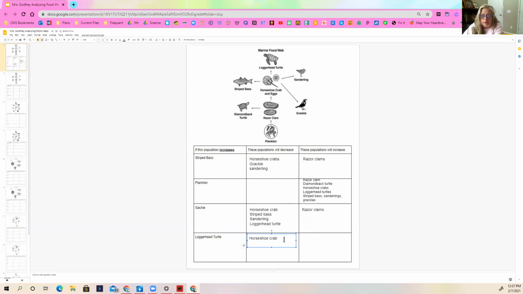So the loggerhead turtles increase, then that means a decrease in the horseshoe crabs, and the striped bass, and the sanderling, and the grackle birds. Now, what would increase? All of these guys decrease, so that means there would be more razor clams and also more diamondback turtles, because the diamondback turtles eat the razor clams. I probably should put diamondback, yeah. Razor clams and diamondback.